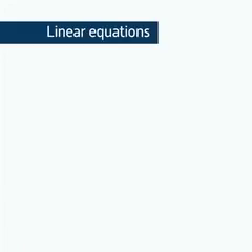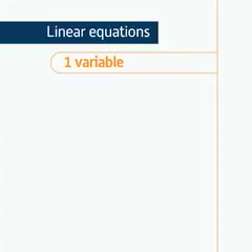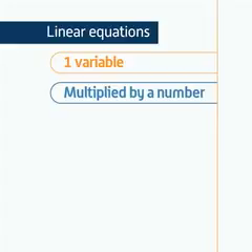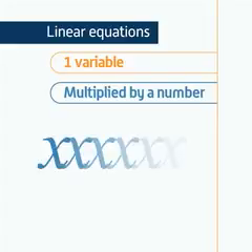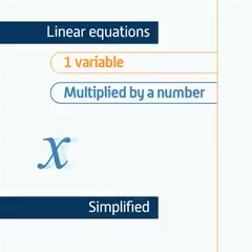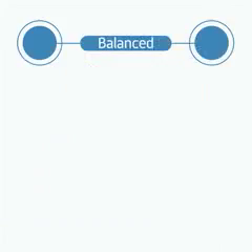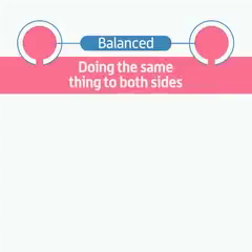This chapter is about solving linear equations. Linear equations involve just one variable, and it's only ever multiplied by a number. The variable may appear more than once, but it can be simplified until it only appears once. You must keep the equation balanced while you simplify it. You do that by doing the same thing to both sides of the equation.